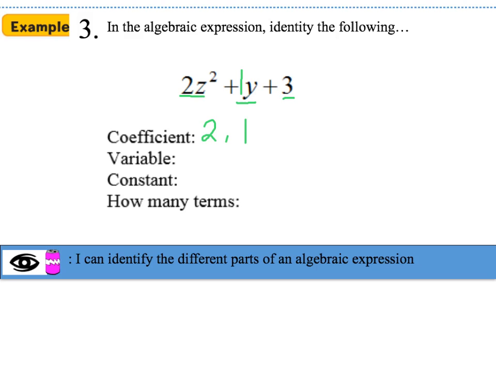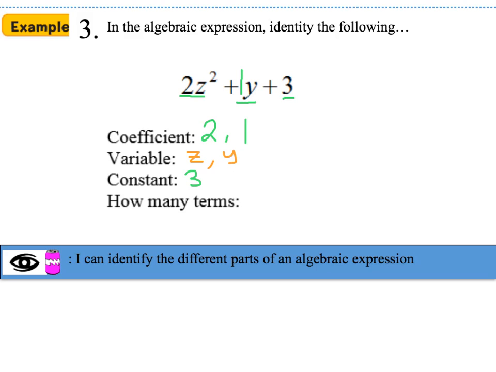Let's go ahead and take a look at the variables now. We know that the variable in the first term was z, and there's another variable which we'll call y. Those are the unknowns. For the next part, which is the constant, it's the term that only contains a number, and the only term that contains a number here is 3.